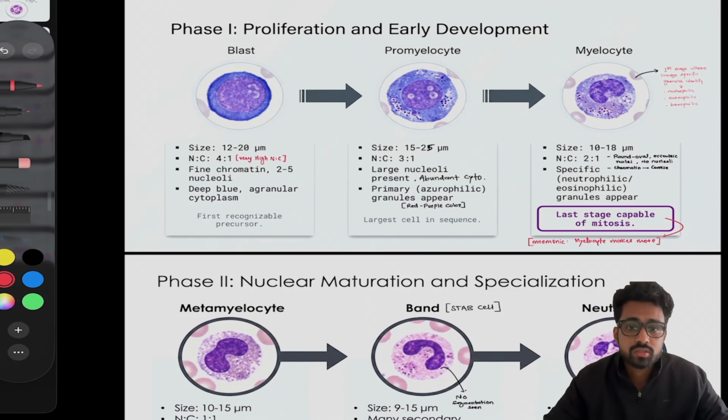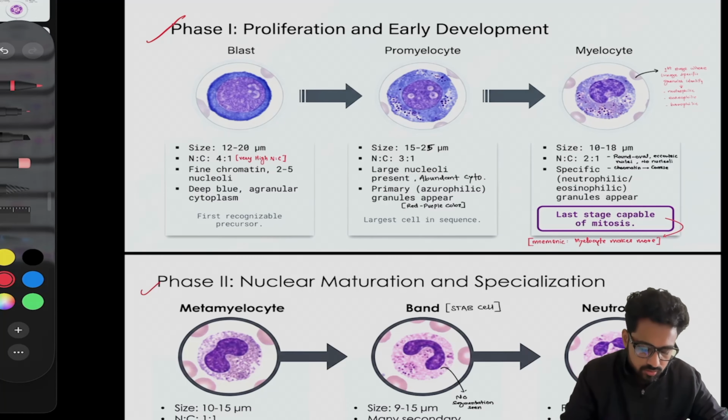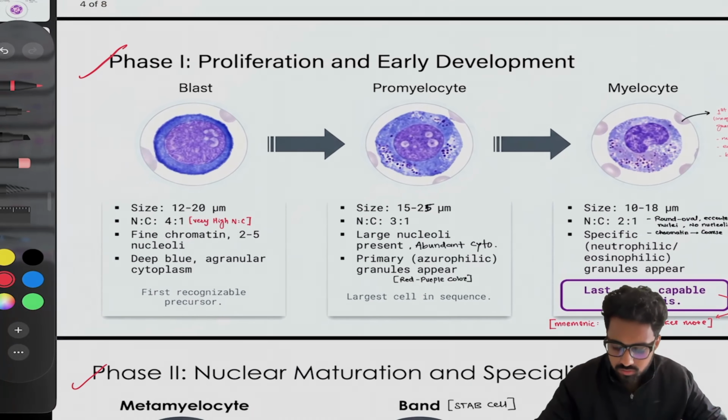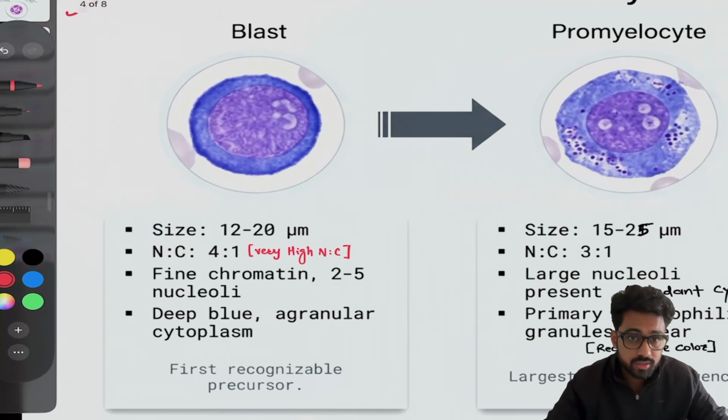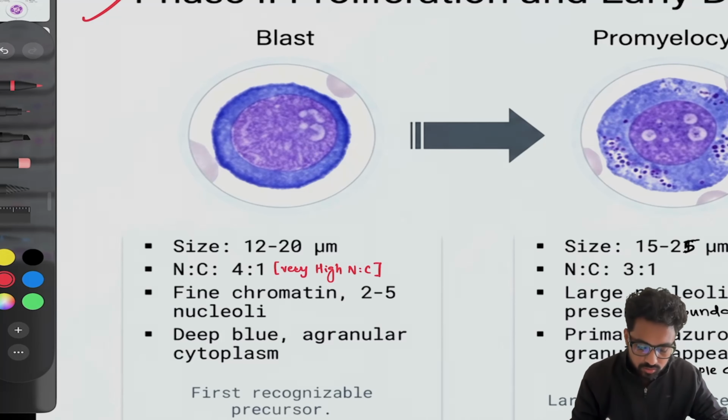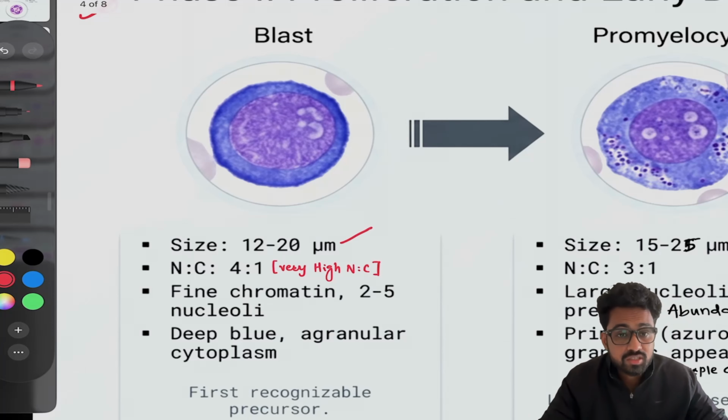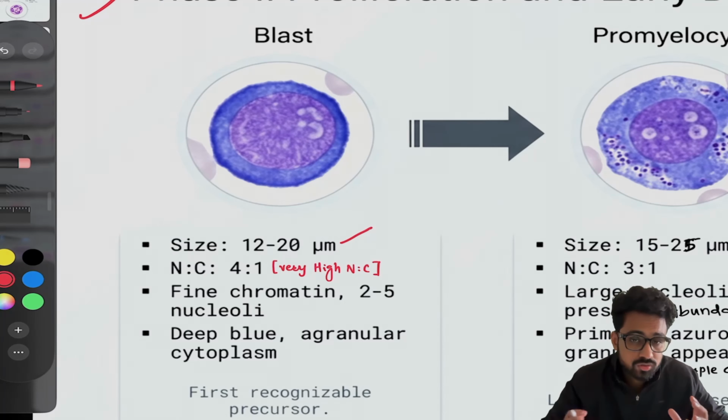So next we will learn neutrophil maturation. It is divided into 2 phases, phase 1 and phase 2. In phase 1 there is proliferation and early development, which includes blast cell, promyelocyte and myelocyte. Blast is the most immature form of neutrophil and its size is 12 to 20 micrometer. The NC ratio is very high in the blast because the nucleus is of larger size compared to that of the cytoplasm.